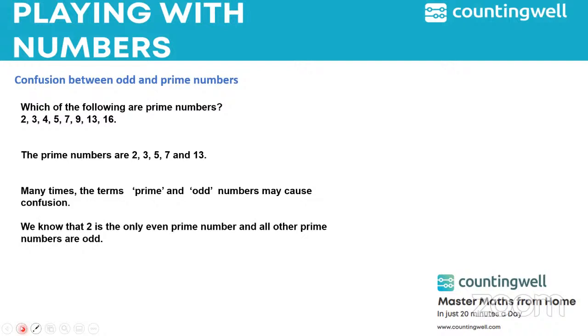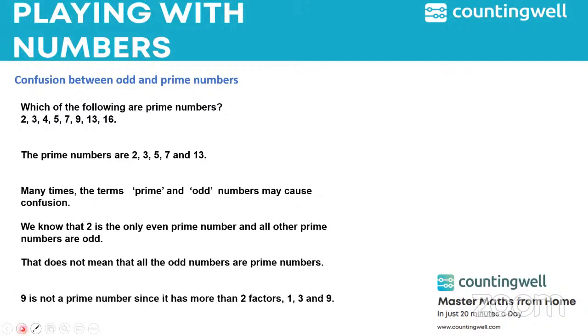So always remember that 2 is the only even prime number and all other prime numbers are odd. This doesn't mean that all odd numbers are prime numbers. But every prime number is odd except 2. For example, 9 is not a prime number since it has more than 2 factors: 1, 3 and 9.